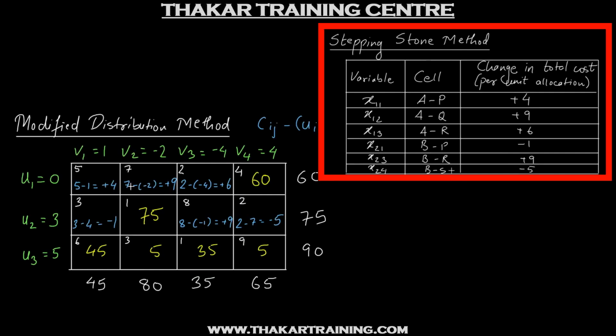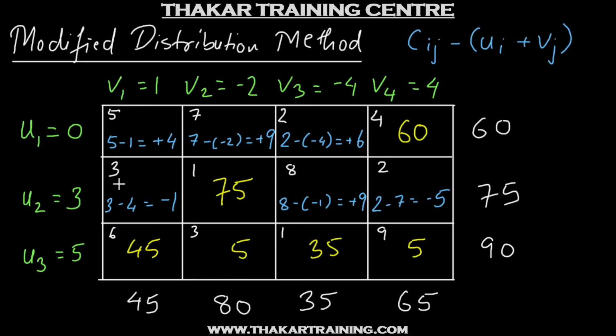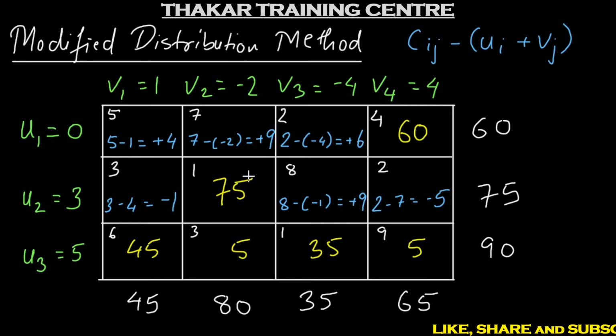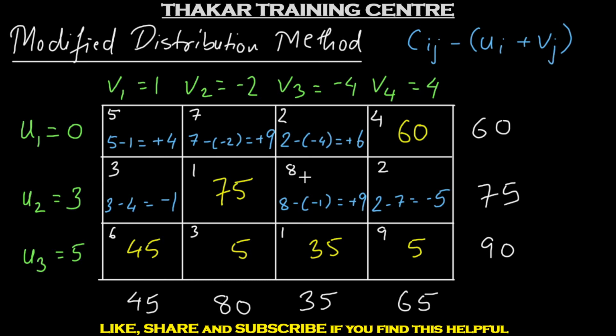And you can see how these values are exactly the same as we had found earlier. So by doing these two steps, that is first finding out the values of ui and vj and then calculating this Cij minus (ui plus vj), what we have found out is what will be the change in total transportation cost if one unit is allocated to each of these empty cells.